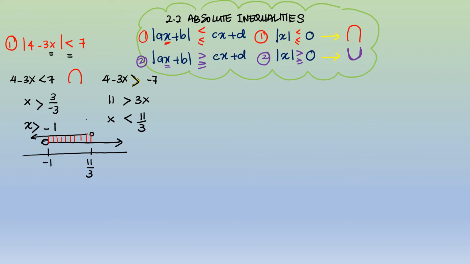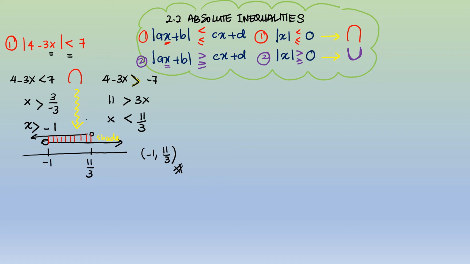Thus our final answer will be negative 1, 11 over 3 in interval form. So that's the importance of this symbol that defines how you are going to shade. How you are going to shade depends on this symbol. If you use the wrong symbol, your shading will be wrong and your answer will be wrong.